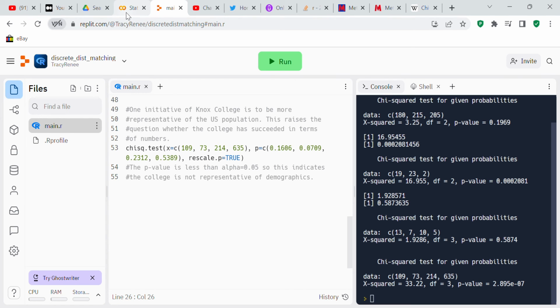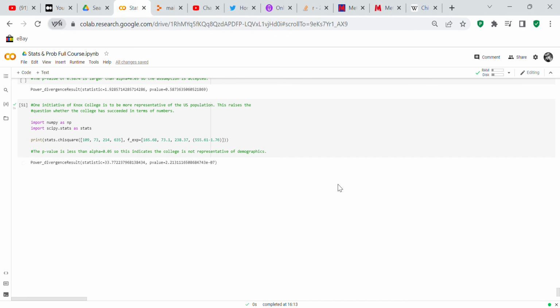But we come over here and we plug it in, and the SciPy stats chi-square test doesn't accept percentages. In addition to that, the sum of the observations has to equal the sum of the expectations. So not only did it have percentages, it didn't sum up, and it didn't work.